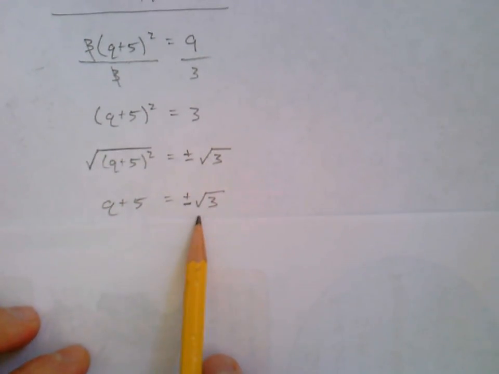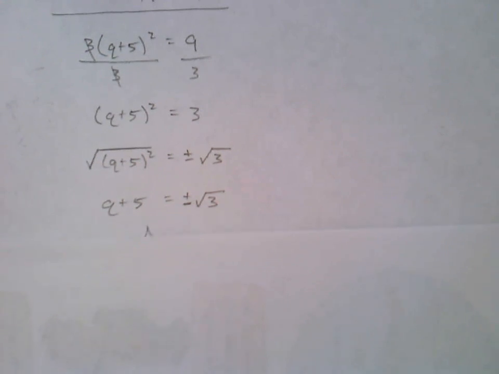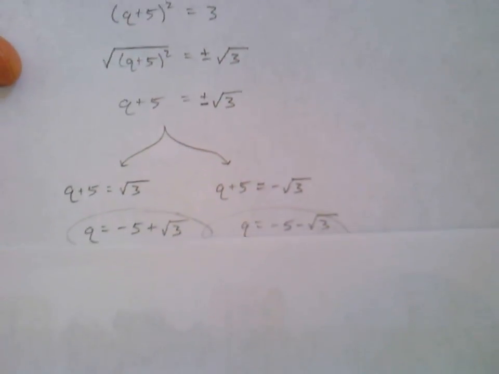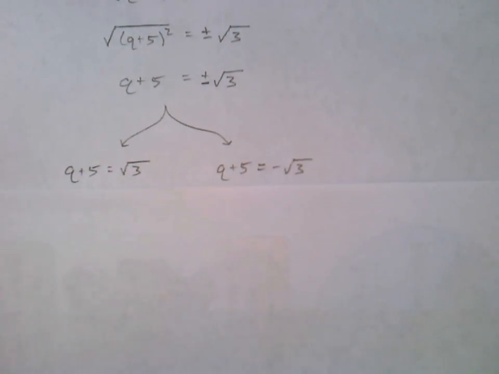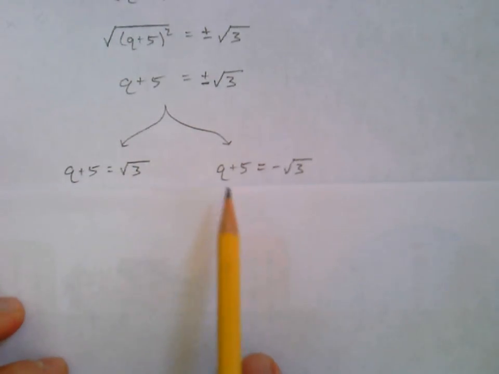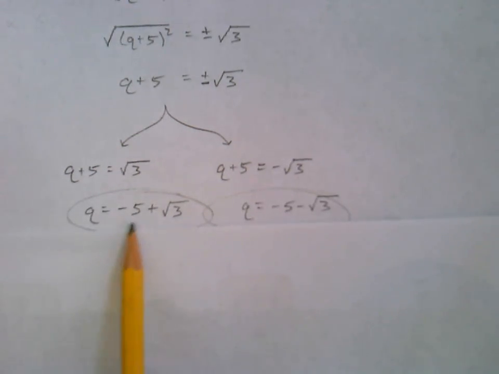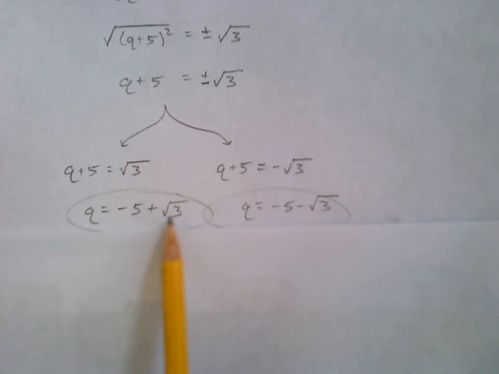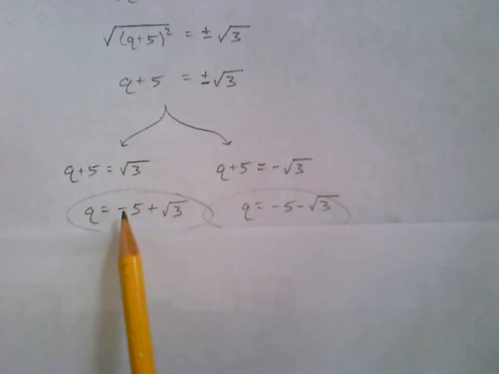Since we're not done at this point, I recommend splitting it into the two statements. q plus 5 equals positive square root 3, and q plus 5 equals the negative square root of 3. And you can subtract 5 in both cases. A lot of times, it seems kind of strange that when we subtract 5, we'd put it in the first position here. That's typically how people write it when there's a whole number and a square root number being combined.